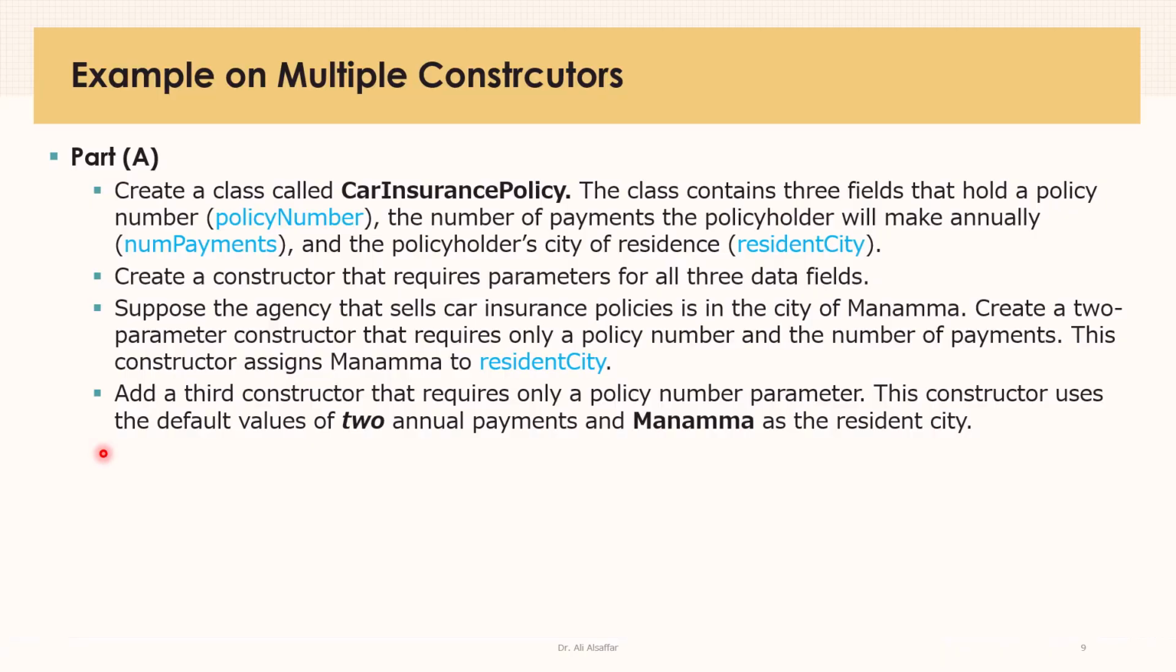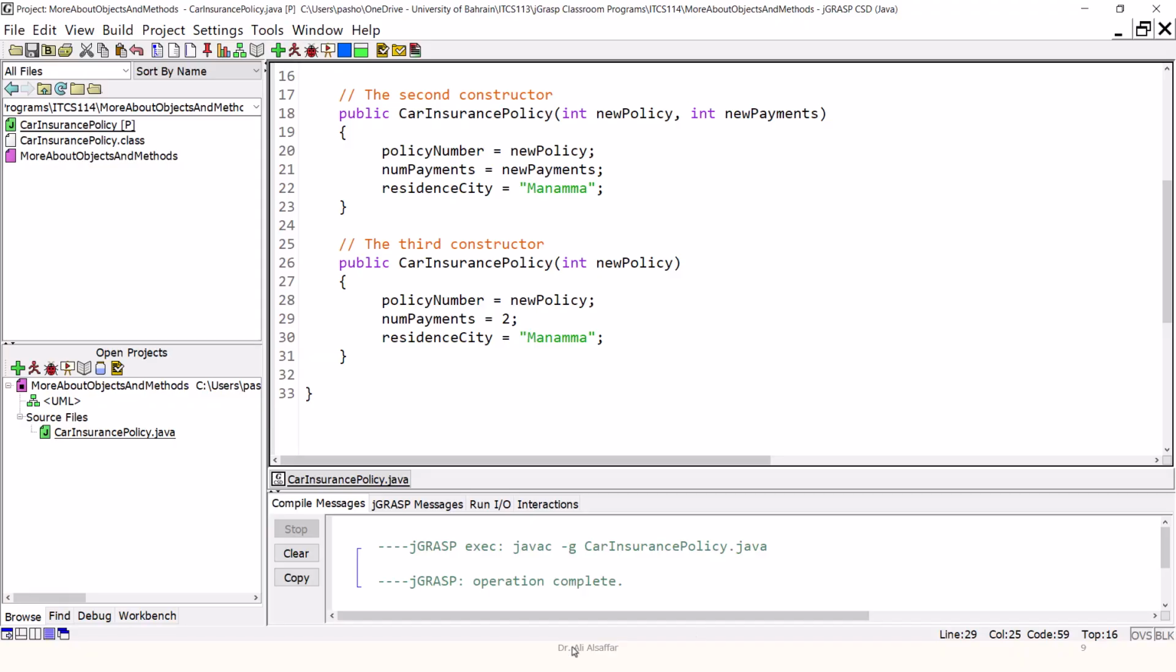After defining the 3 constructors, it is also required to add a method called display that will output all insurance policy data. So let's go to JGrasp and write this method. Now we are in JGrasp. So for output, we know that the method will not return any value, and we are going to call it display.